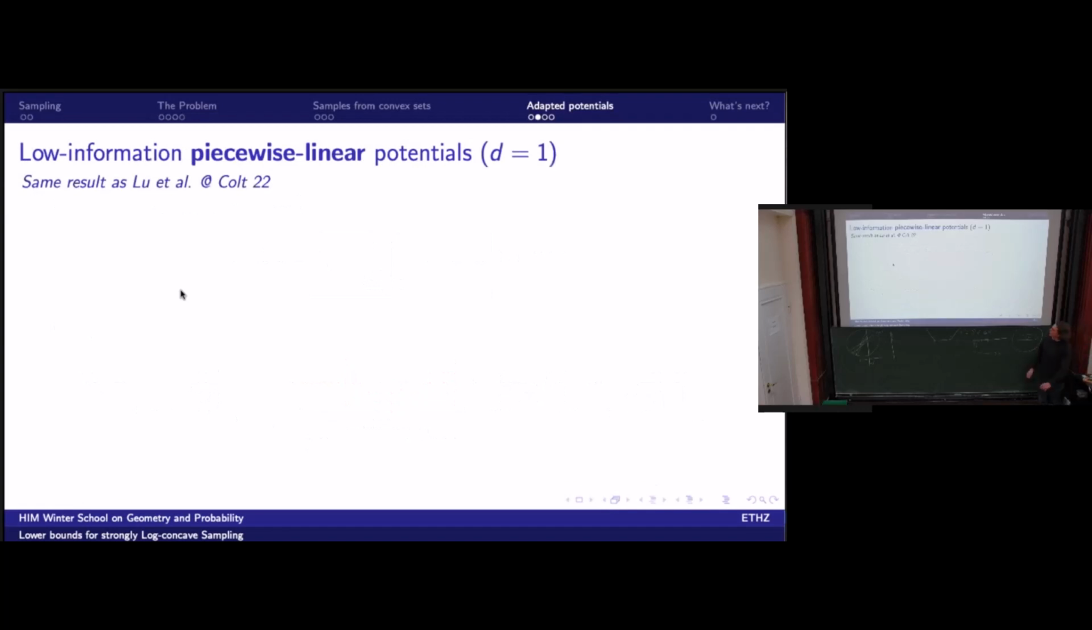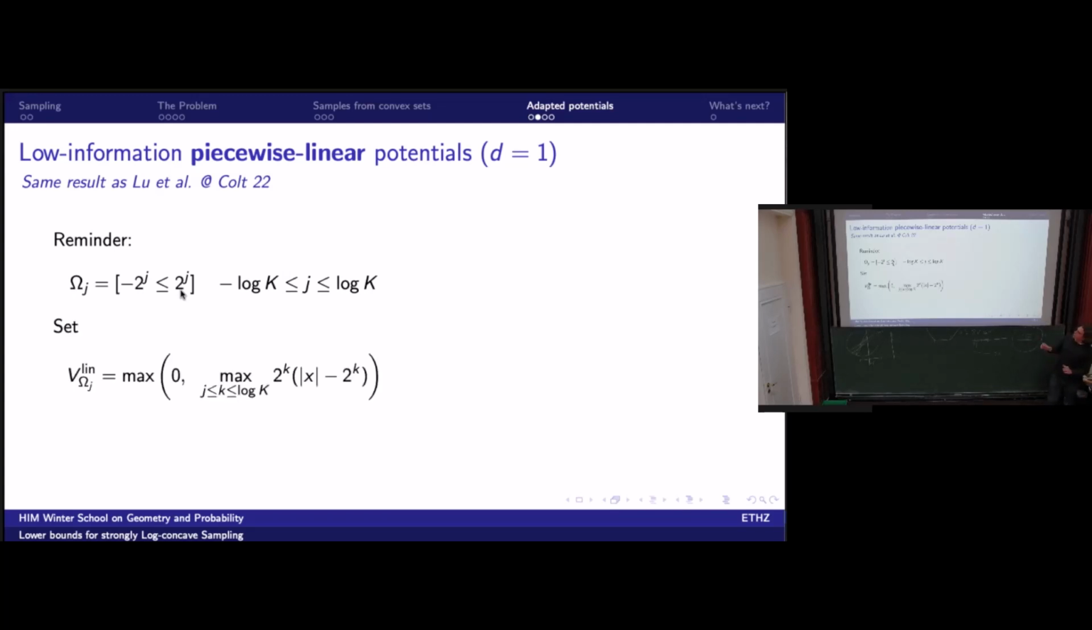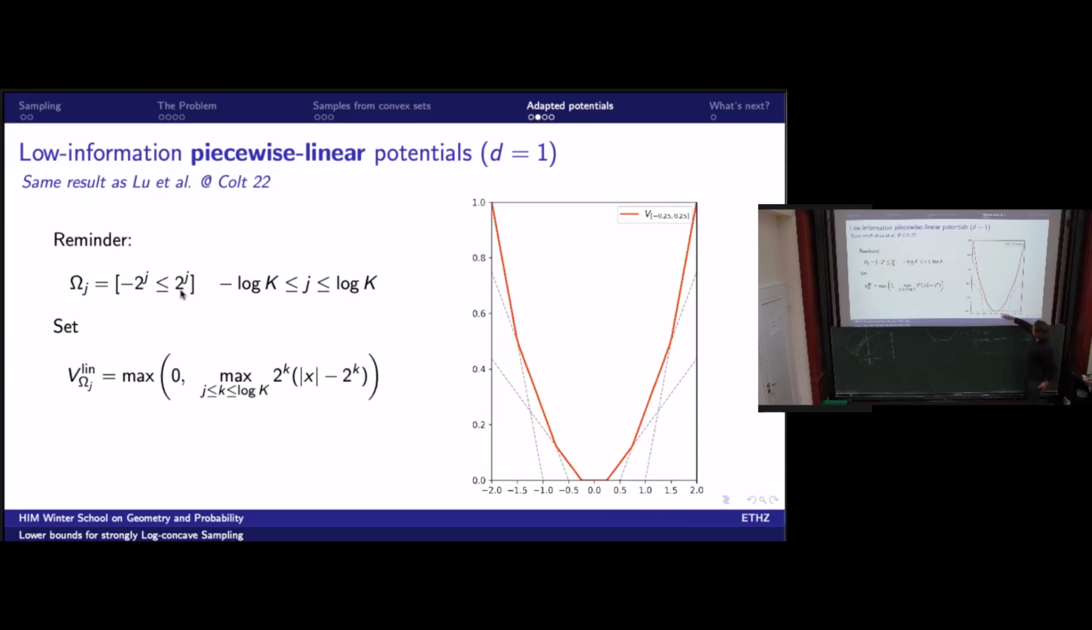Okay, so how do we build these linear potentials in dimension 1? Remember, in dimension 1, our intervals were just dyadic intervals, and I have to build a potential for each interval. The way I'm going to do it is I'm going to pick a support function. This support function over here is essentially a selector for an interval of size 2 to the k. But what I'm going to do is take the maximum between my selector and the selectors of every possible bigger interval as well. When I do that, I get a function like this.